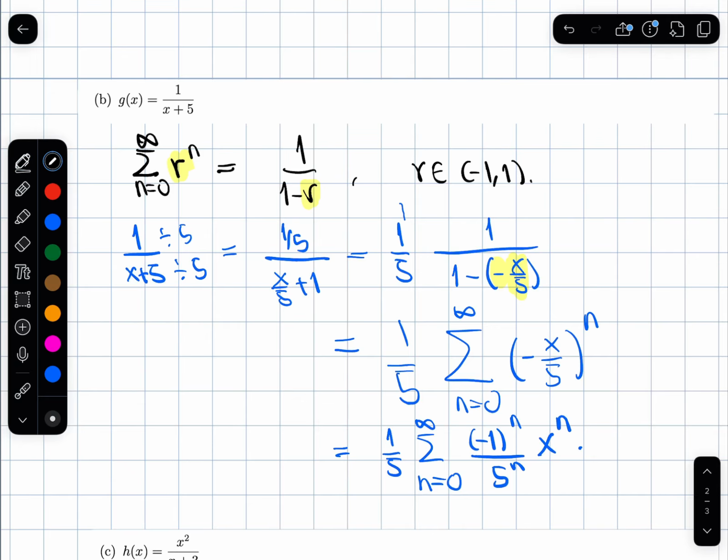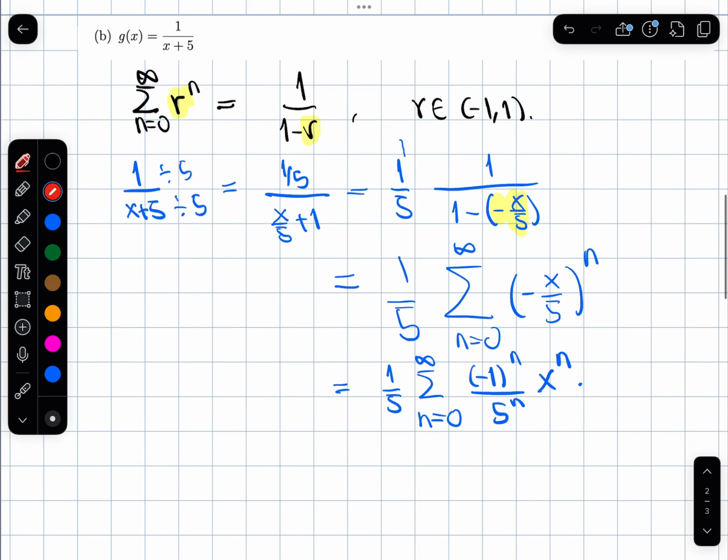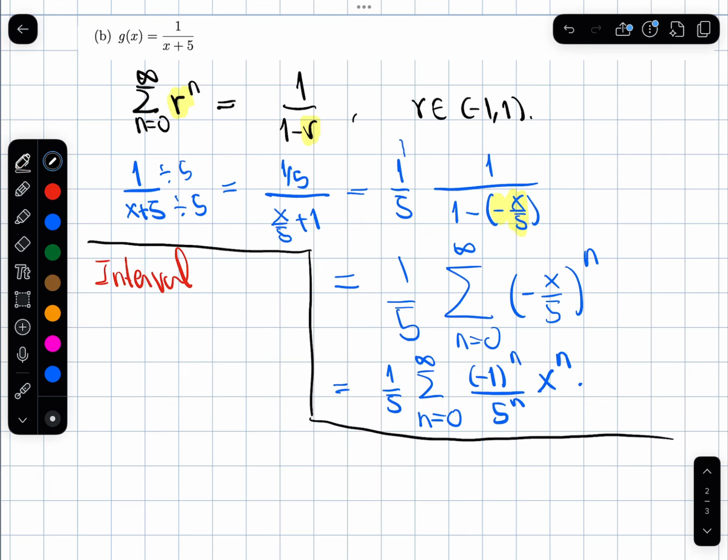And now to get the interval of convergence, let me move this down a bit so I have a little more space. Maybe split this up like so. To get the interval of convergence, again, this equation in black is only true when the ratio is between -1 and 1. So I need this whole thing, negative x over 5, to be between -1 and 1 for that to be correct.